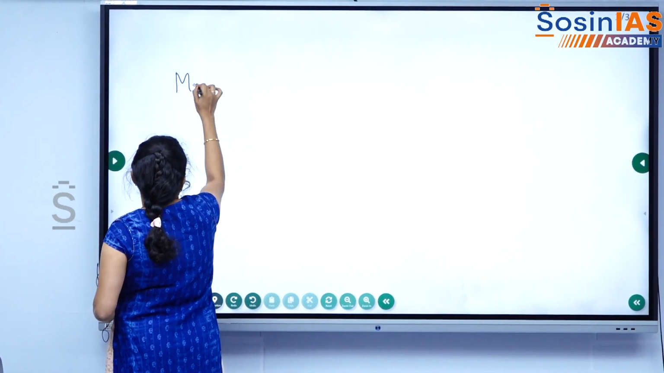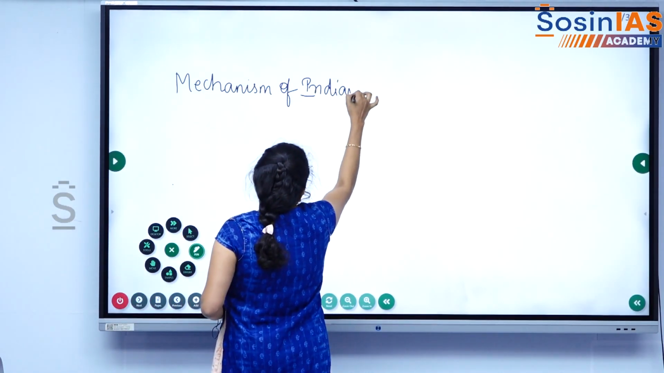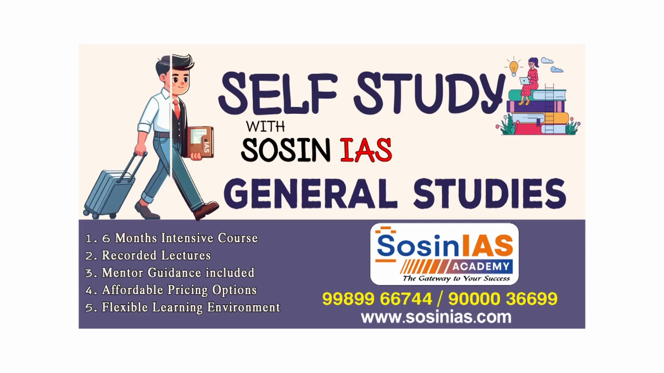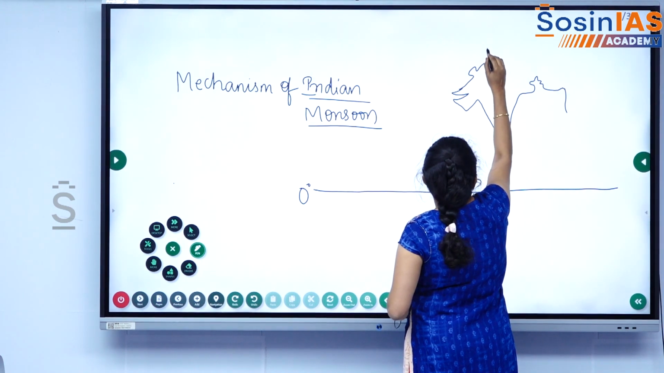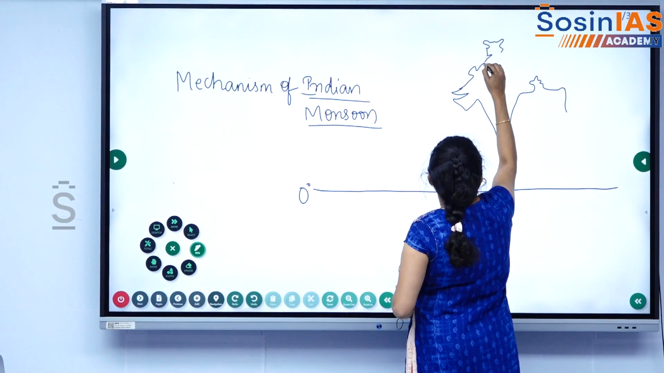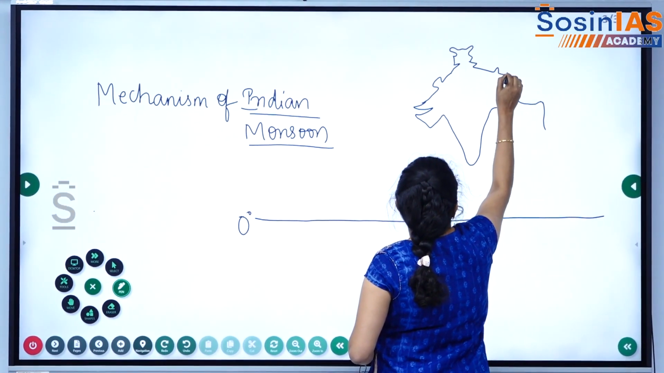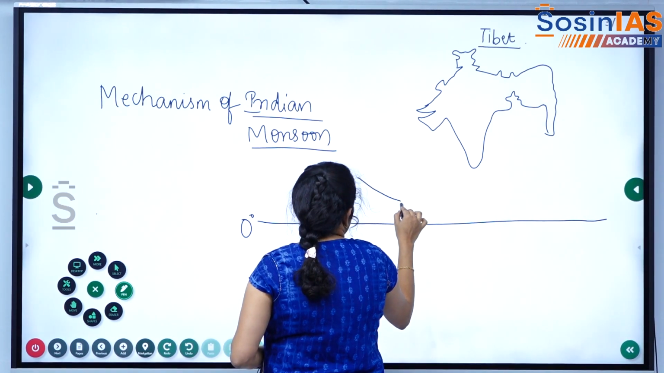Mechanism of Indian monsoon. Please open atlas. Okay, so observe Indian Ocean part towards the eastern side of Africa. You will find Mascarene Islands, Mascarene high pressure.